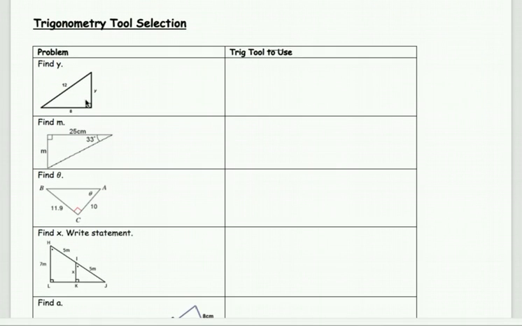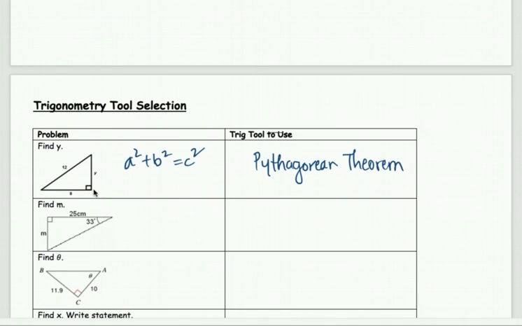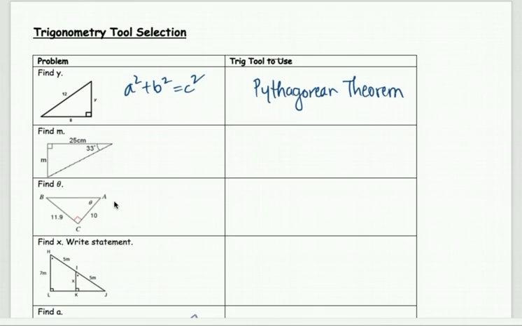Okay, so here, you need to find the side y here. You have a couple of the sides, and you have a right angle triangle. So in this case here, whenever you need to find that third side, you can just use a squared plus b squared equals c squared, right? So that's Pythagorean theorem. All right, and if you try to use SOHCAHTOA, you need to have one angle, so you won't be able to find that last side without that angle. Okay. All right, so here's the next one.